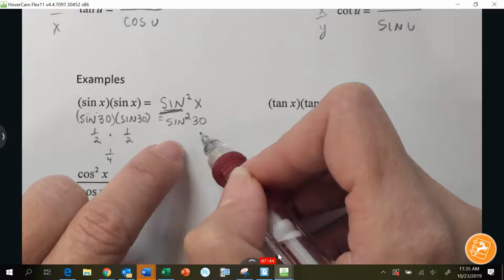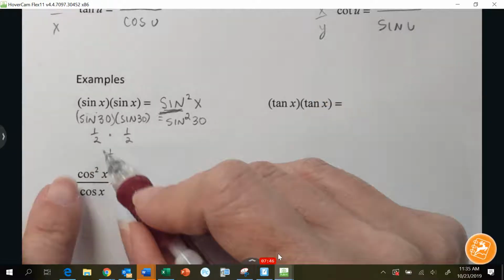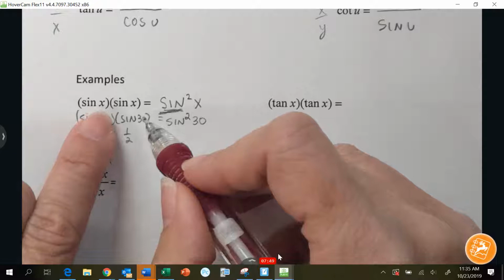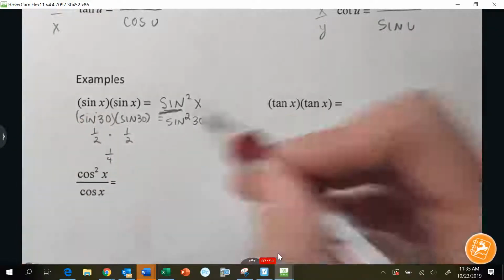Did I explain why the square goes there? Here, we're squaring the 1/2. We're not squaring the 30, right? Okay, I hope I explained that.